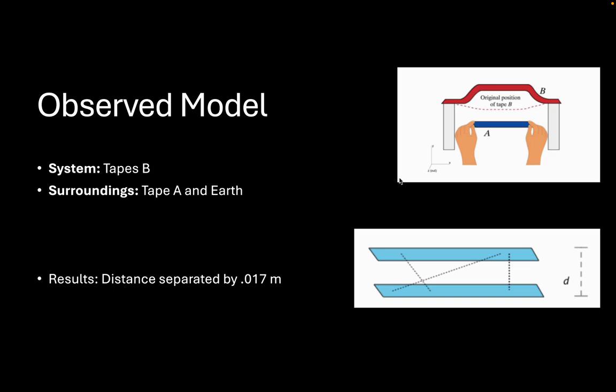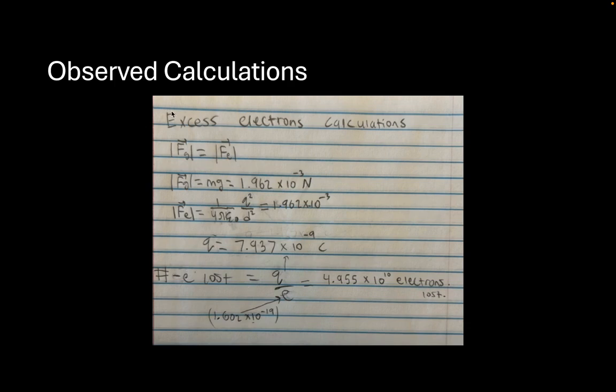The distance we saw of this levitating was 1.7 centimeters, so 0.017 meters. Remember we said the magnitude of the force of gravity is equal to the magnitude of the electric force. So using the mass and gravity, we calculated this, and we just solved for Q. Then to count the amount of electrons lost, and it's electrons lost because the tape is positively charged, we just take Q and divide by e, the charge of a proton, to get this.